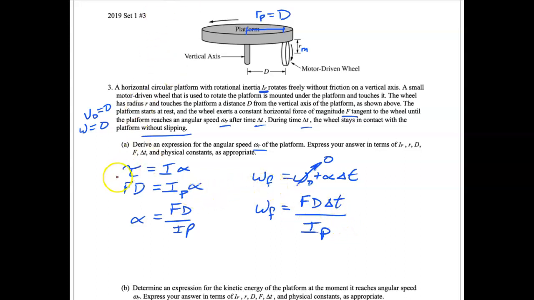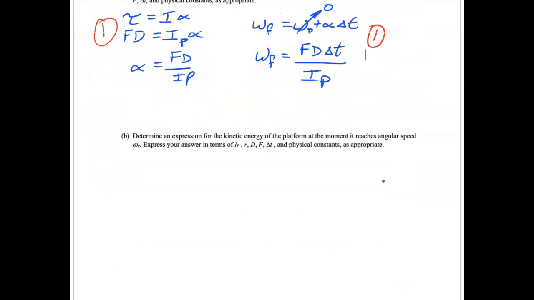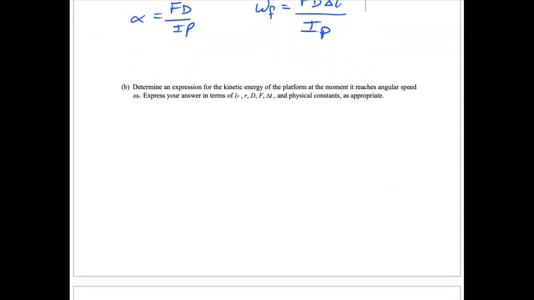So where do we get points? We get 1 point for doing this side, and we get 1 point for doing this side. So now you've got your 2 points for that part. Letter B wants us to determine an equation for the kinetic energy. So just one derivation right after the other. This is kind of the new way of doing AP Physics C.